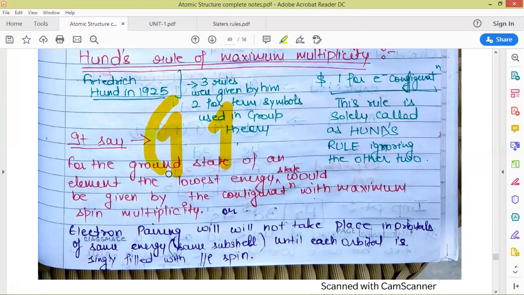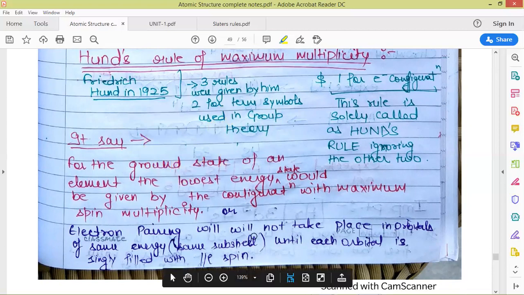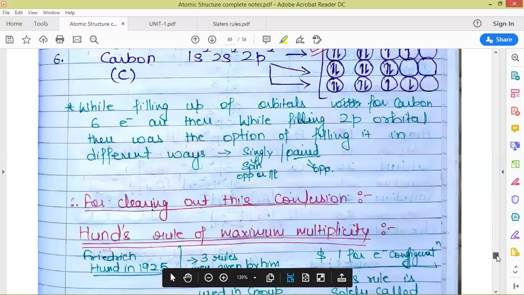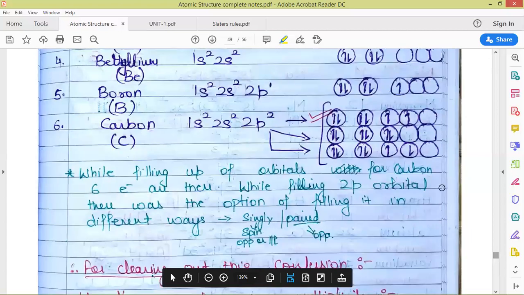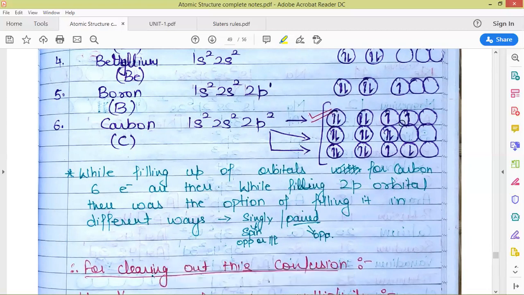So this is the first orbital, and this is the second orbital. So two electrons in two p orbitals, and the third p orbital is going to be empty. So this is how electrons are filled in the case of carbon. So based upon this rule, the first configuration which is shown here, with the two electrons in 2p orbitals with parallel spin, is correct.